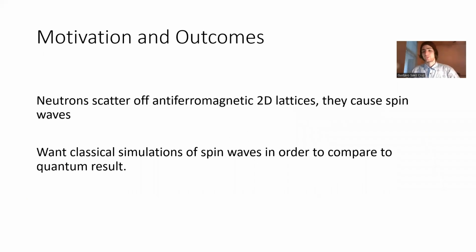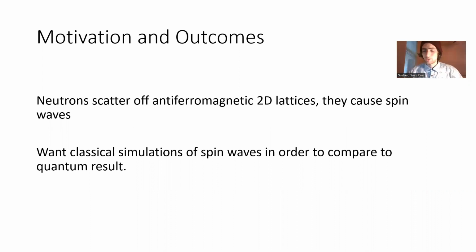So what are the motivations? Well, when neutrons scatter off of an antiferromagnetic material that is in the ground state in terms of spins, it creates what is known as spin waves. So essentially the spins of the two-dimensional lattice are in the ground state, and then a neutron comes in and scatters and creates a disturbance that essentially sends a wave in the spins.